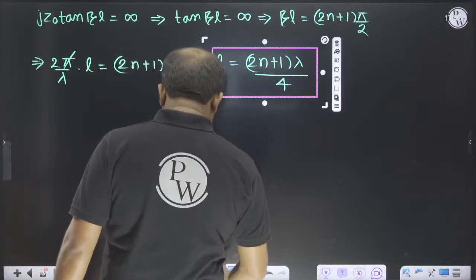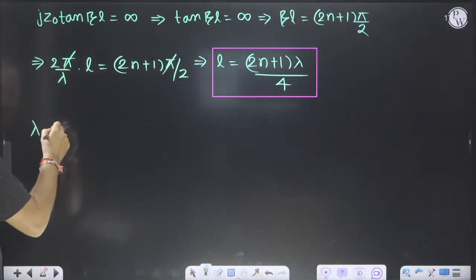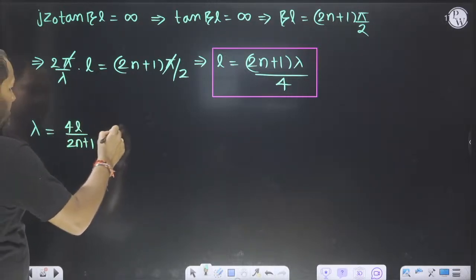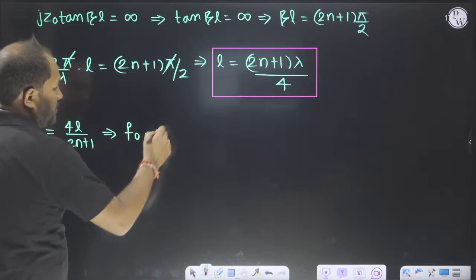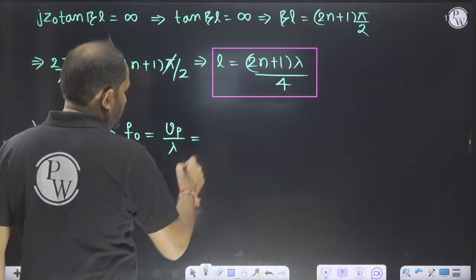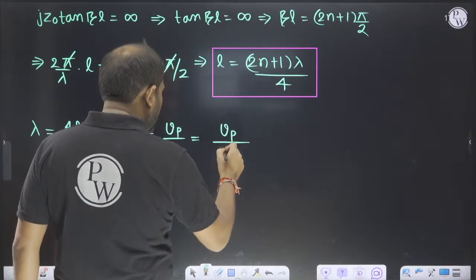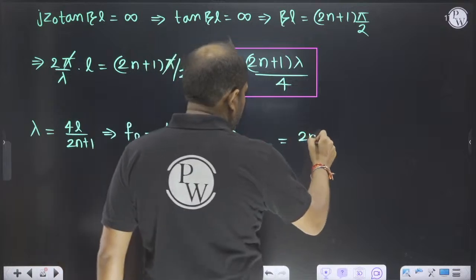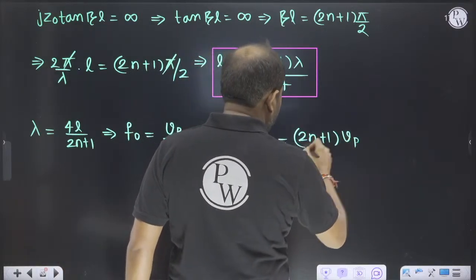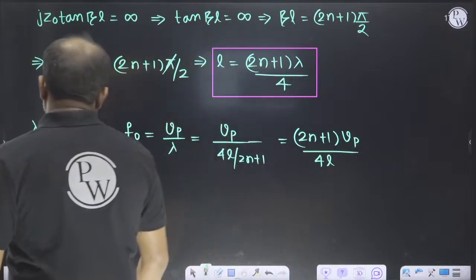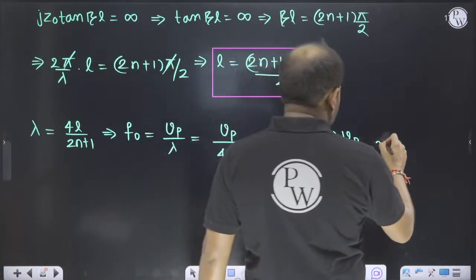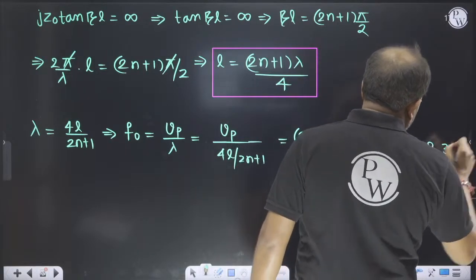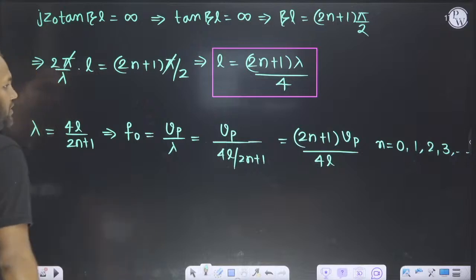Then for resonant frequency, what we will do? First of all, calculate lambda. Lambda is equal to 4L upon 2n plus 1. Yes, sir. Then you will calculate F naught. F naught is equal to Vp upon lambda, that means 2n plus 1 Vp by 4L. Here n is from where to where? I have taught in the class n should be equal to 0, 1, 2, 3 and like that.